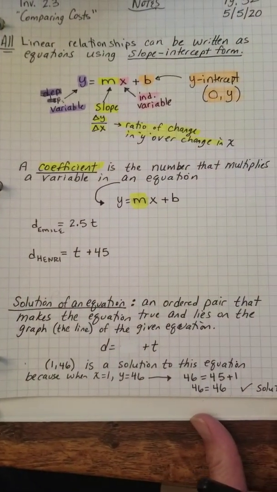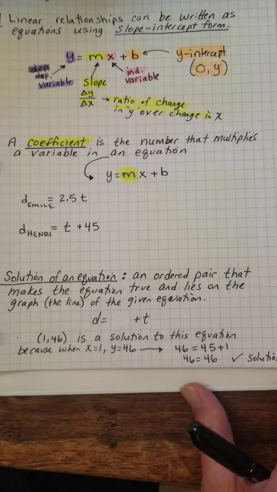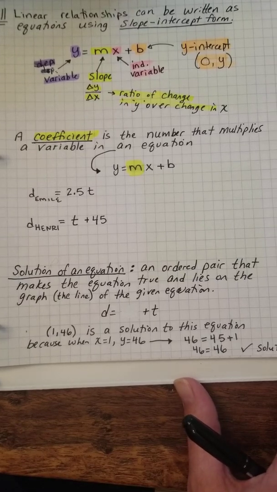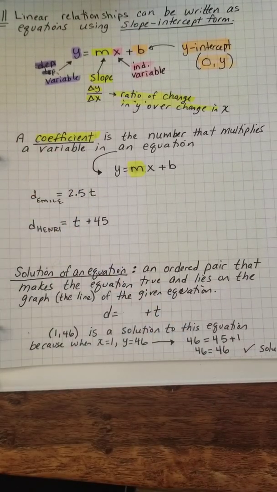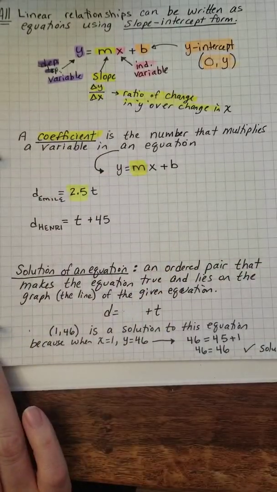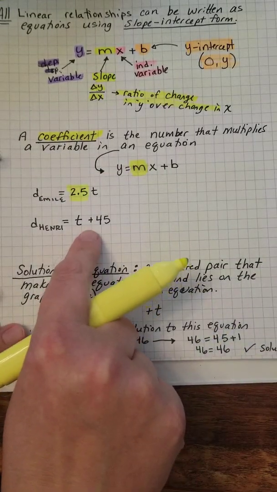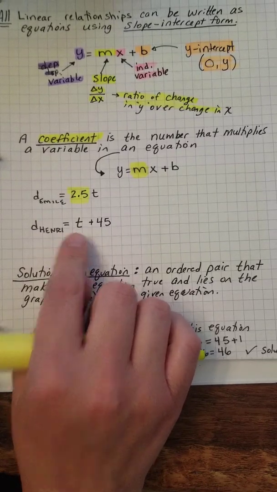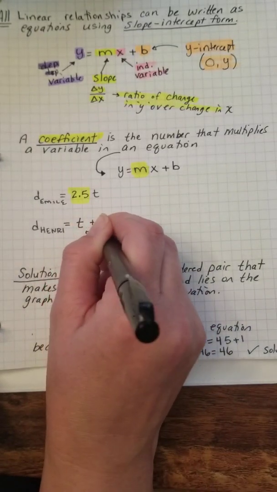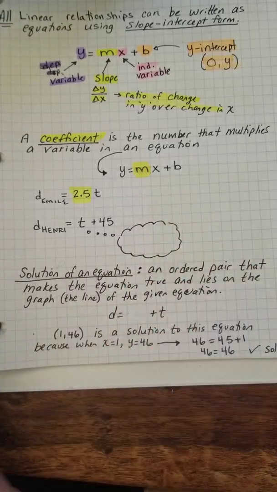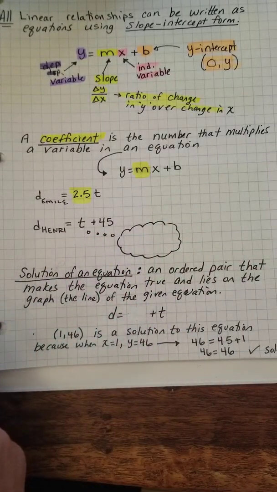You're going to see that today in the work that you complete, because you're doing all equations today. No data tables or graphs, just equations. All right, so our coefficient for this equation would be 2.5. And then our coefficient for Henry's equation is a little trickier. If you can guess what it is, I'm going to put a little thought bubble here while you're taking a guess. So what do you think the coefficient of Henry's equation is?